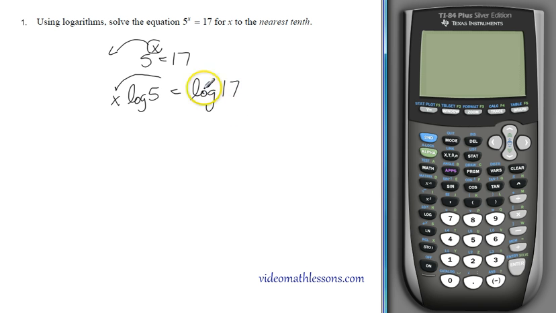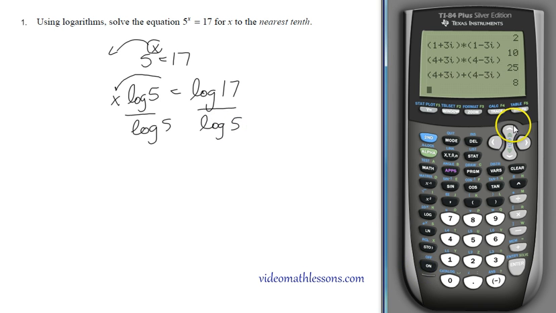Now from here, log 17 is just a decimal. Log 5 is just a decimal. It's a banged up, nasty decimal, but it's a decimal. So I can divide both sides by log 5. Definitely it's a calculator question. The log button is right in the middle next to 7. So it's log 17, close the parenthesis, it's very important, divide by log 5.